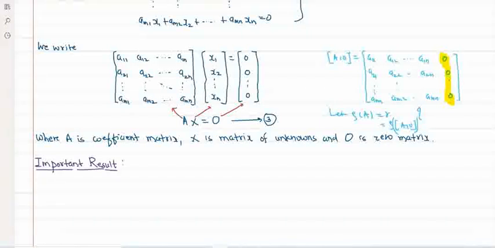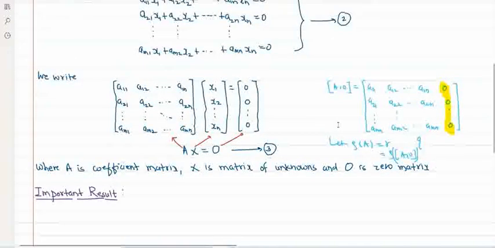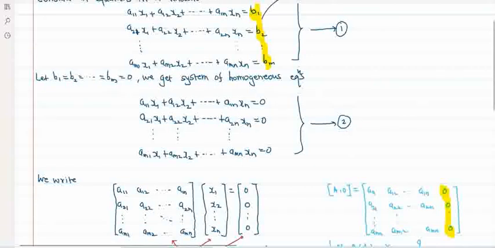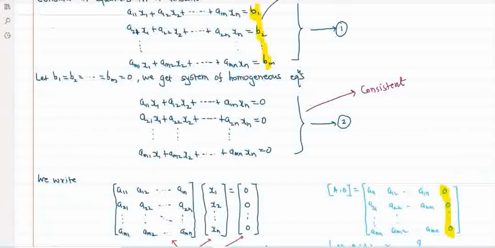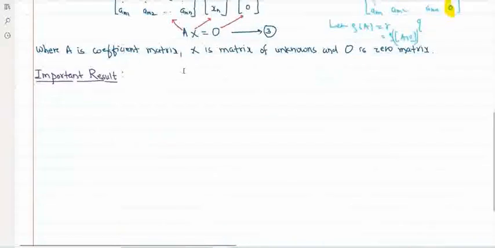That means the system of homogeneous equations is always consistent. There is no need to check here. Always consistent. Okay, this is a particular case of non-homogeneous equations. It is always consistent, so it is not necessary to check the consistency part.